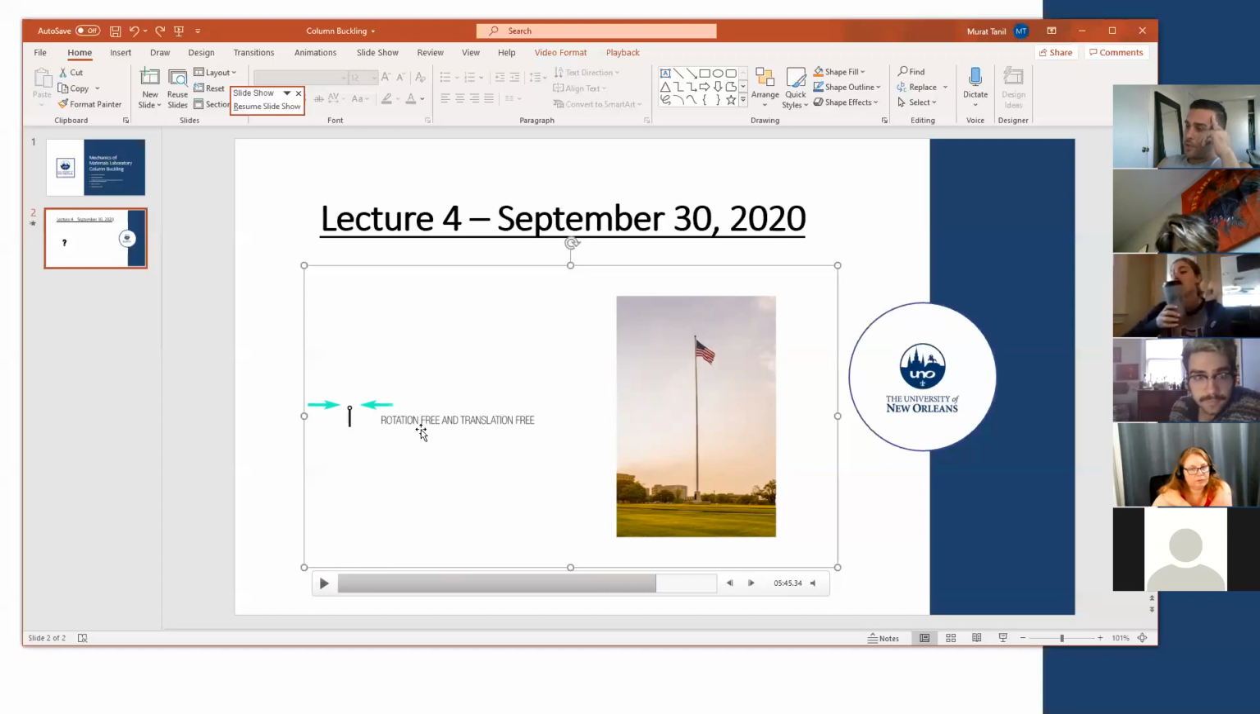The question was the real life example of rotation free and translation free at the top. And you can give an example of the American flag. It's high up top. It is free at the top. It can move, it can rotate, nothing is holding, right? There is no restriction at the top.